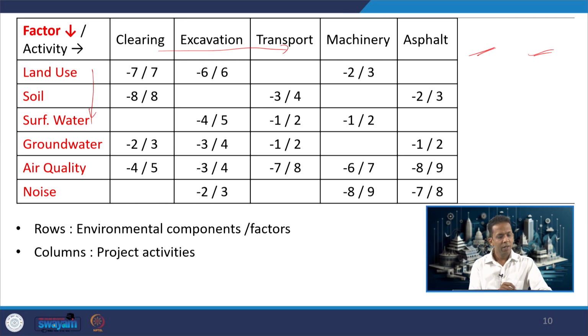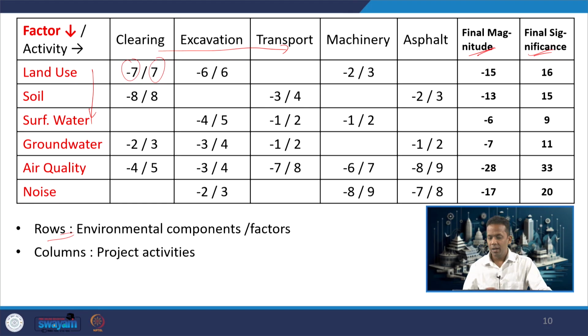Now, since we did the transpose of the matrix, we switched from rows to columns. First the rows had the project activities, now the rows have environmental components and columns have project activities, and the magnitude and significance are entered similar to the previous table, and the final magnitude and significance numbers are different.